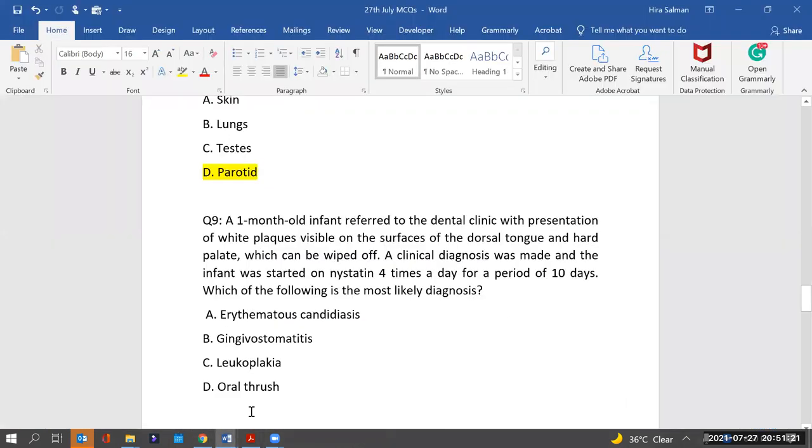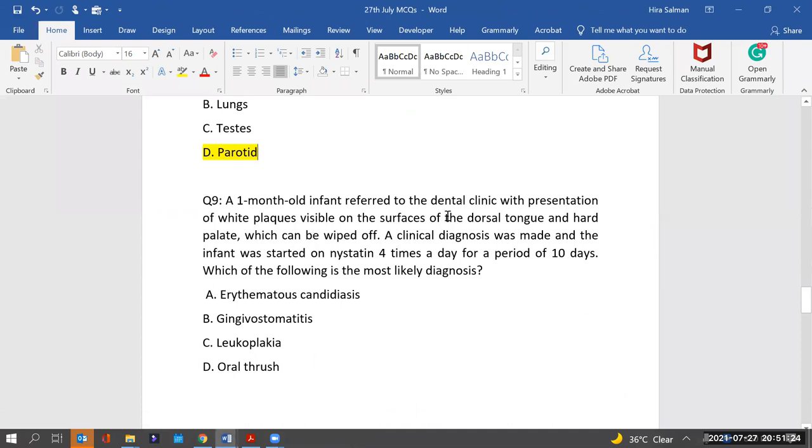So let's have a look at the question. A 1 month old infant is referred to the dental clinic. Now he is just 1 month old, with white plaques visible on the surfaces of the dorsal tongue and hard palate, which can be wiped off. A clinical diagnosis was made and the infant was started on nystatin 4 times a day for 10 days. So the physician has already made the diagnosis and started nystatin. Which of the following is the most likely diagnosis?